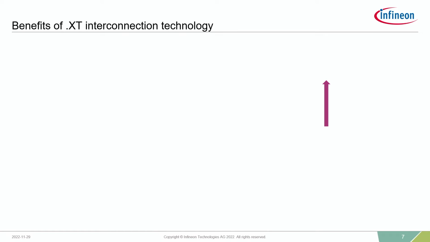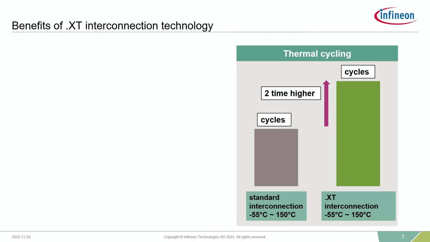So as stated earlier, the .XT interconnection technology performs better with thermo-mechanical stress. That means it increases the active and passive thermal cycling capacity. As you can see here, the .XT interconnection is almost 2 times higher than the standard interconnection technique.